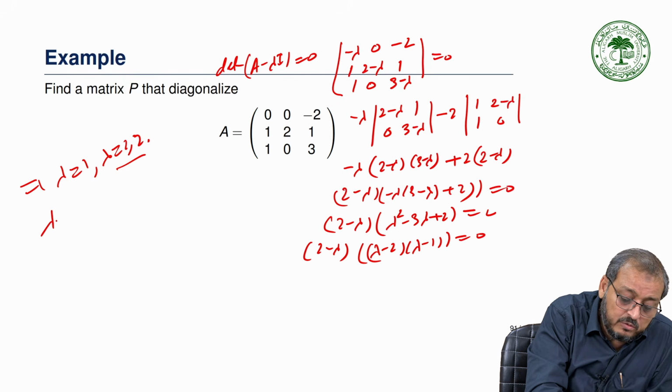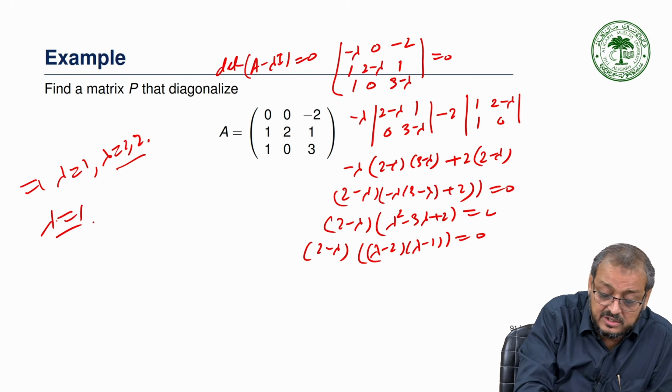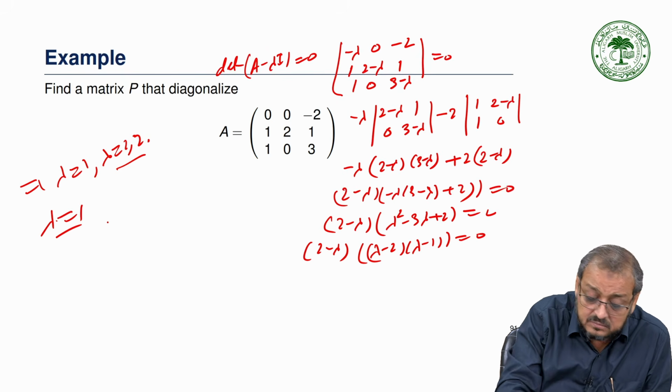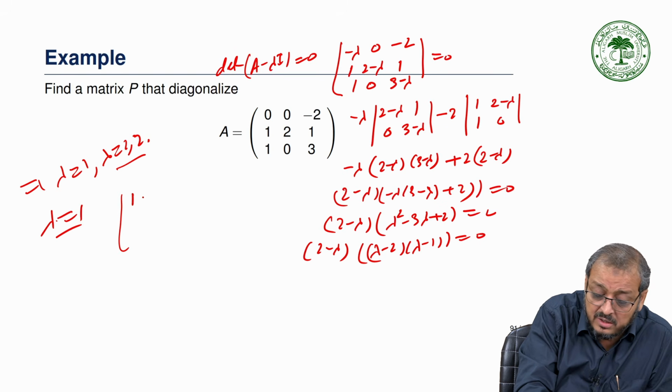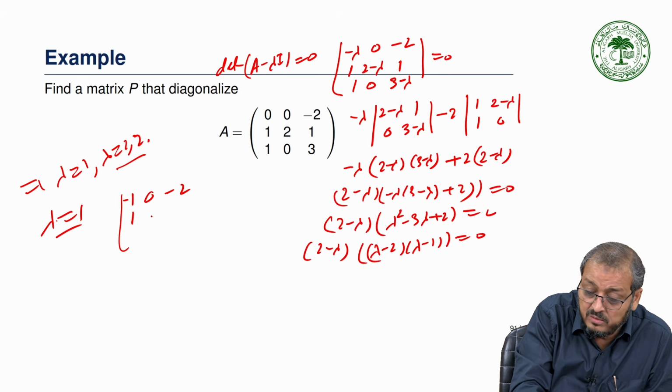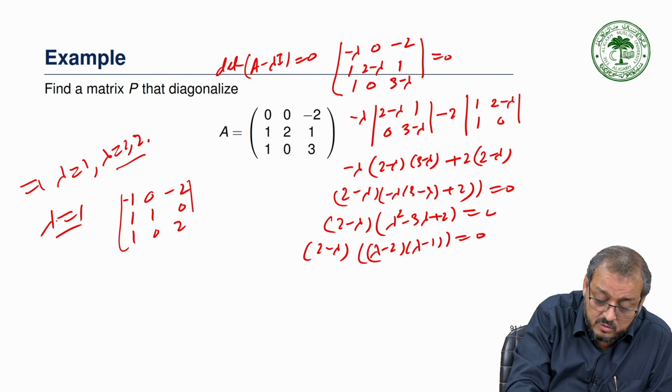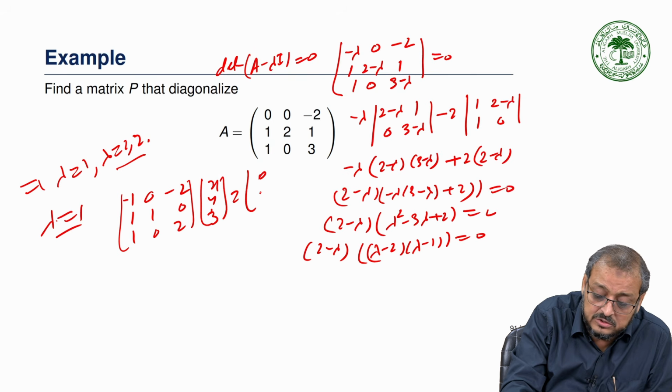Now, corresponding to lambda equal to 1, we find the eigenvectors. We take lambda equal to 1 and we have the matrix with rows minus 1, 0, minus 2; 1, 1, 1; and 1, 0, 3 minus 1 equal to 2, times the vector x, y, z, equal to 0, 0, 0.